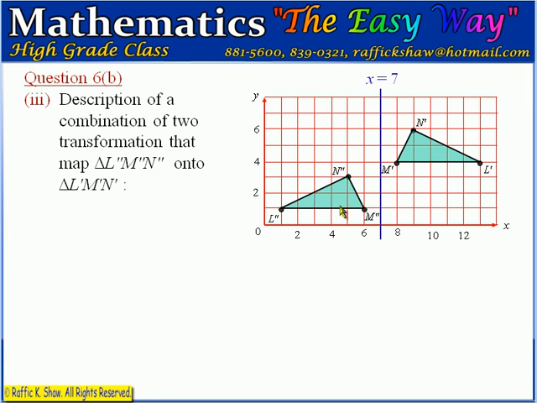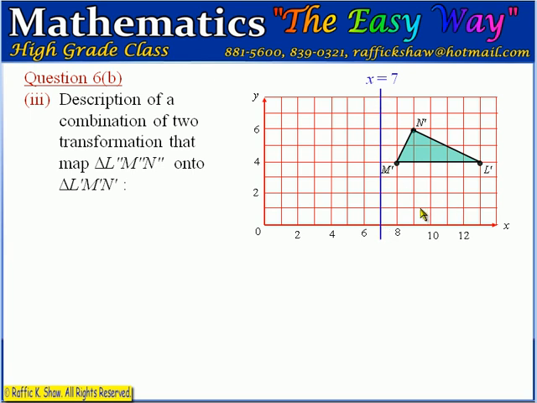Otherwise, we could do the reflection first. Starting back with this triangle L double prime, M double prime, N double prime, we could do the reflection in the mirror line first, and then do the translation 3 units upwards. The result is the same. And again, the translation is still parallel to the mirror line.